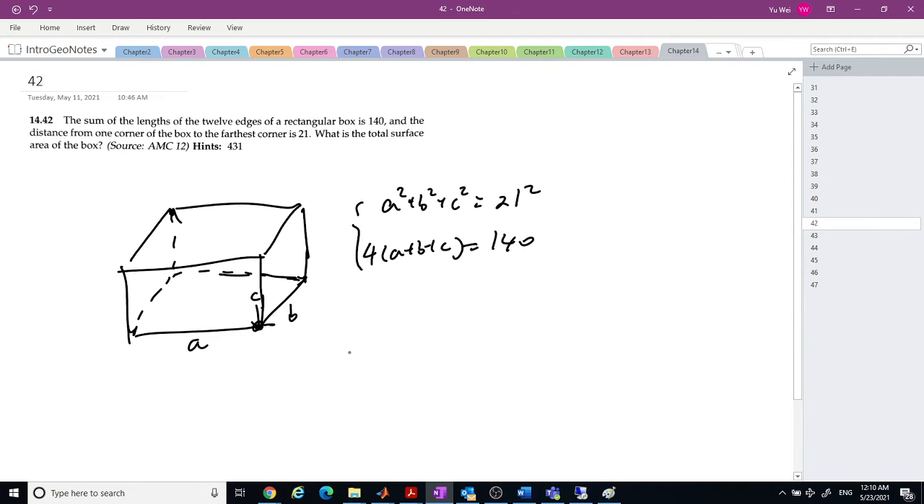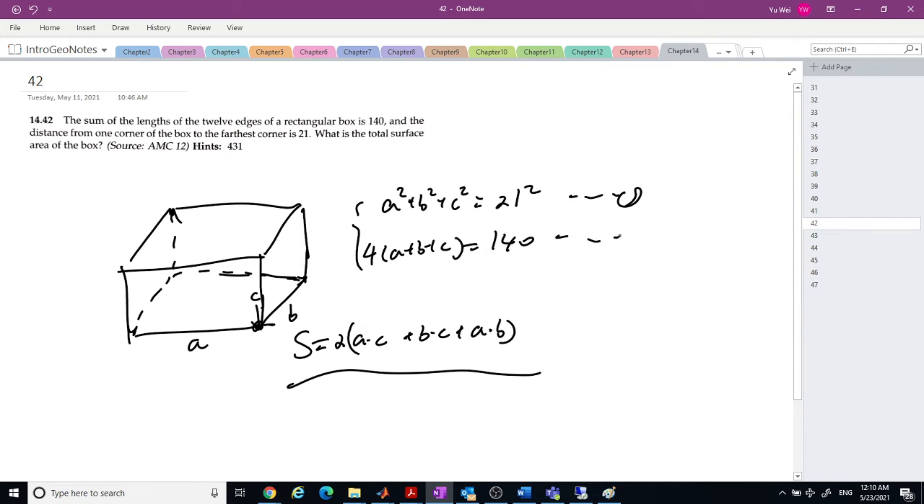So the total surface area, if we have A times C, we have 2 of them, right? And we have B times C, we have 2 of them. And A times B, we have 2 of them. This is the surface. Okay, so we know this, we know the 1 and 2. We try to solve for S, right?